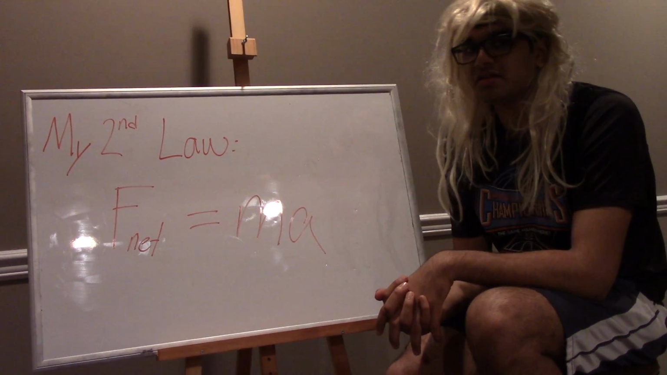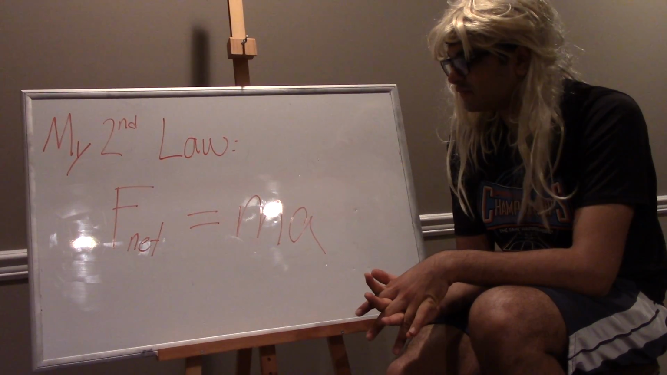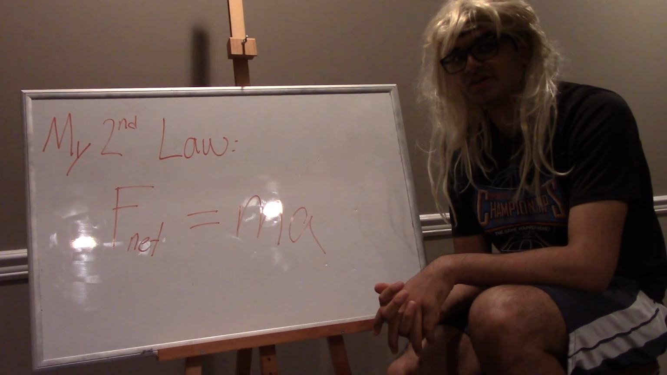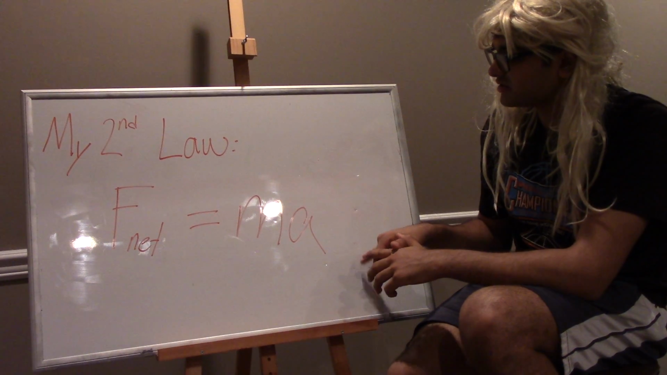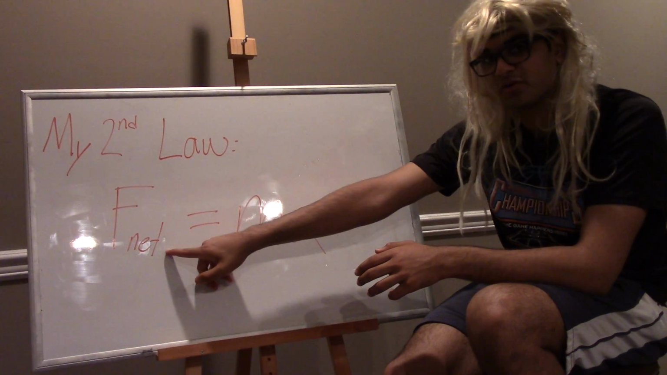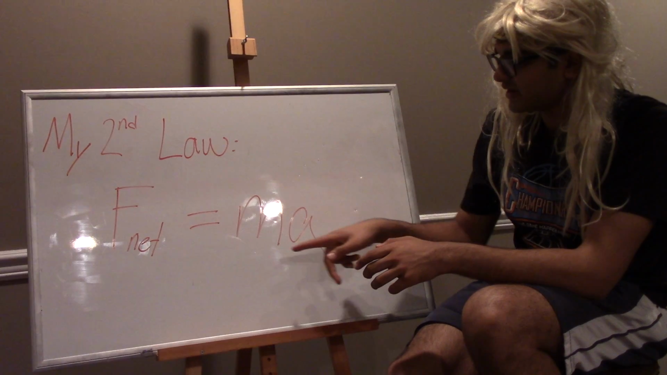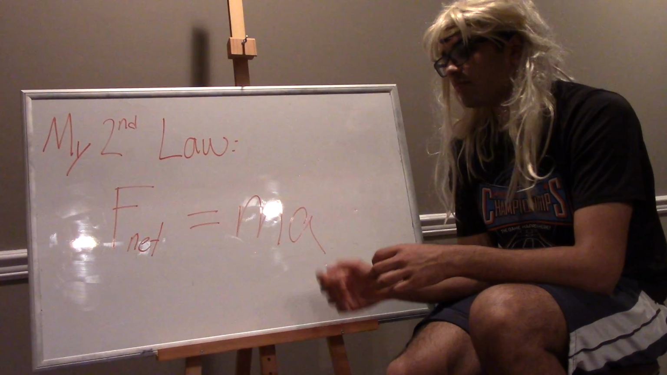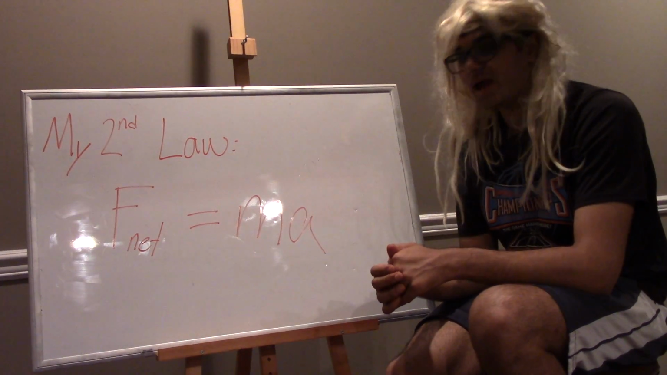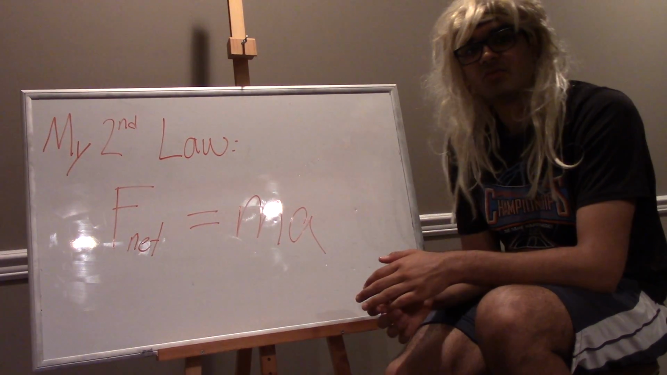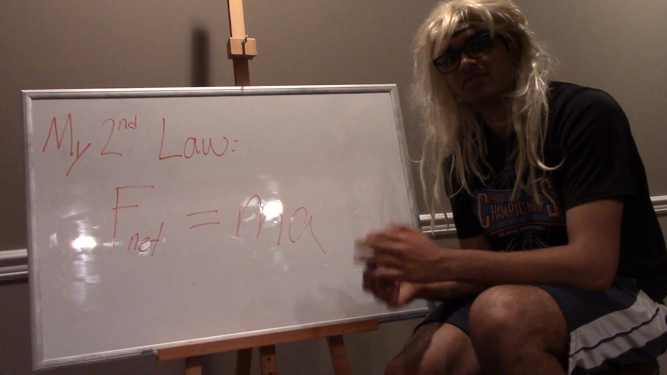My second law is the net force is equal to mass times acceleration. As you can see from the equation, this means that acceleration is directly related to net force and is inversely related to mass. This means that the more net force you apply to an object, the quicker it'll accelerate, and the mass will have a tendency to resist this motion, as we saw in the first law.